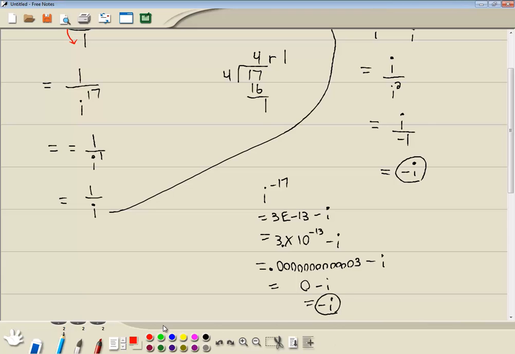The general rule on that is when you're dealing with imaginary numbers, any part that has an E in it, you can just cross that out. So right away I can cross that out and my answer would have been negative i. And that's our answer.